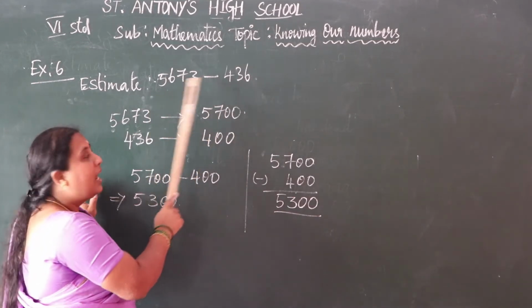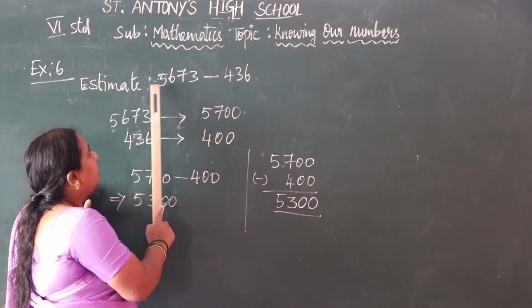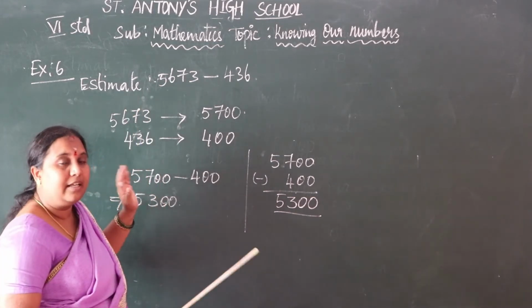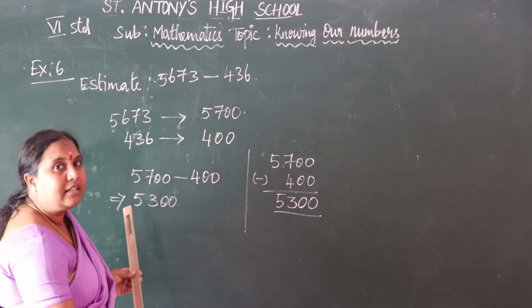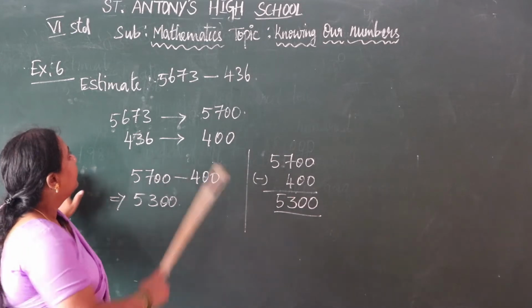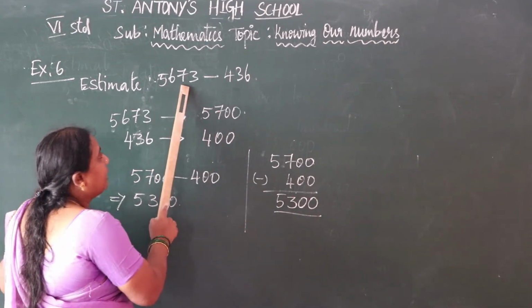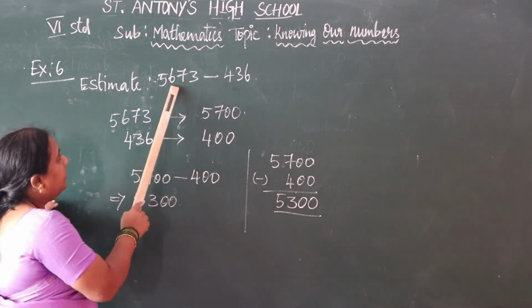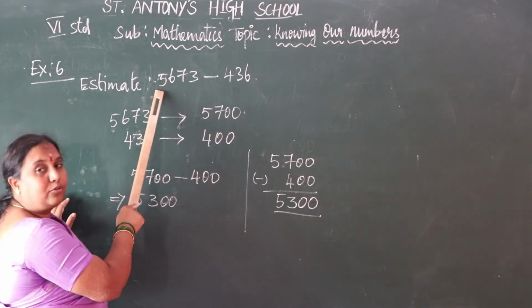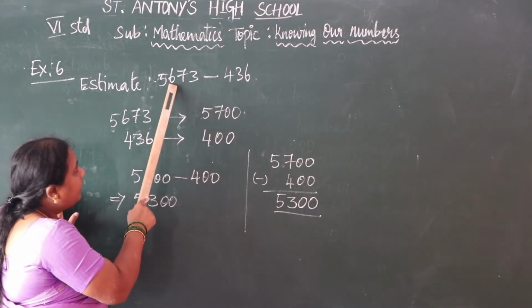Here we took nearest 100. If you are taking nearest 1000, then it comes under 6000. If it is rounded off to 1000, we are considering the hundreds place.